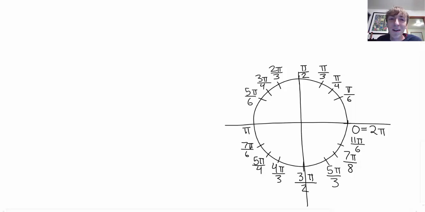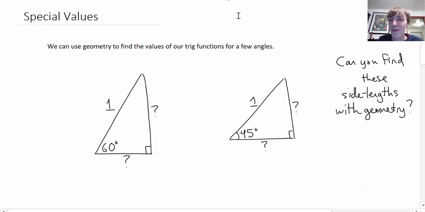Okay, let's talk about the special values. So here's what I'm going to do for this. Again, I want you to have fun with this. I think this is completely discoverable on your own, and I think you're going to enjoy it and be able to remember it if you can find some of these things, at least some of these things on your own. So I'm going to give you that opportunity.